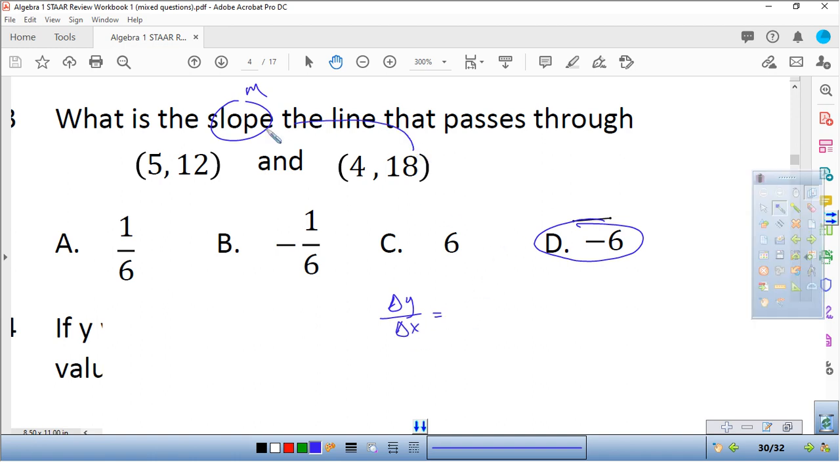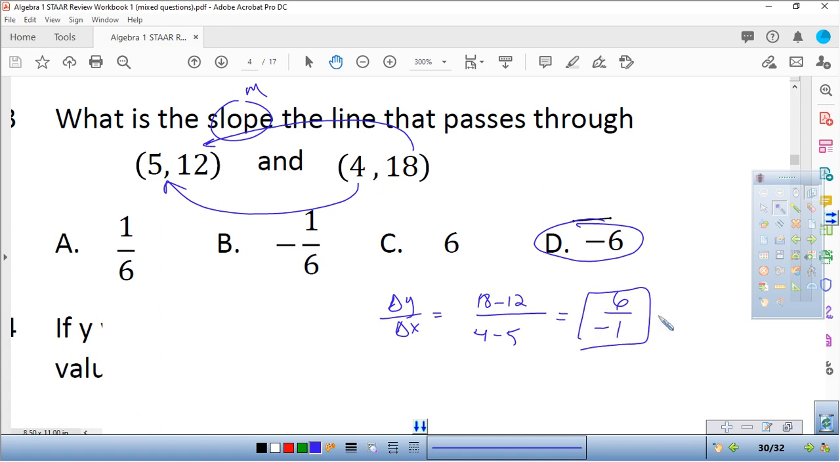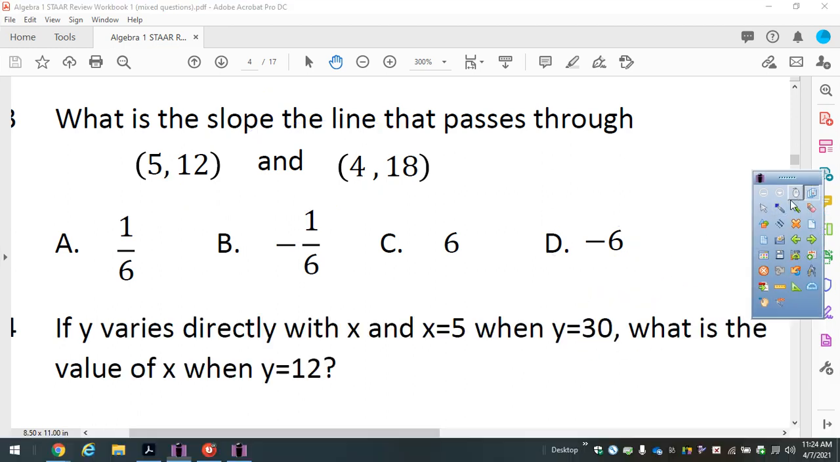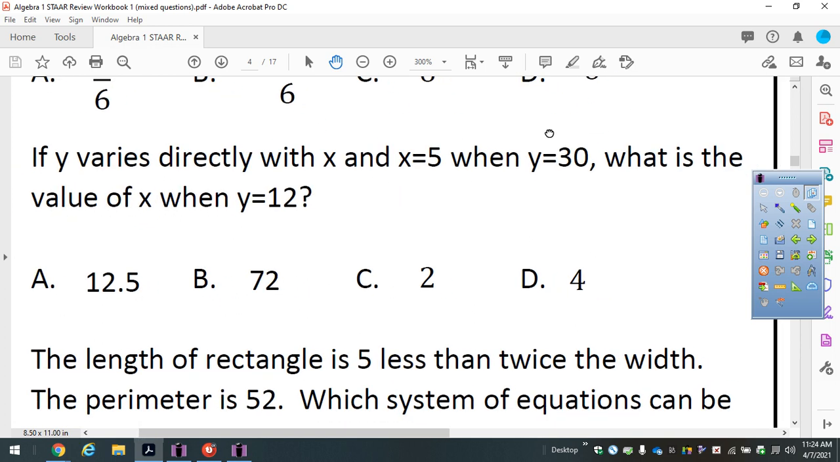Ready? 18 minus 12, you're thinking in your head, okay, my slope is 18 minus 12 over 4 minus 5. Same direction. This top one gives me 6. The bottom gives me negative 1. Both together give me a negative 6. You decide what you want to do.